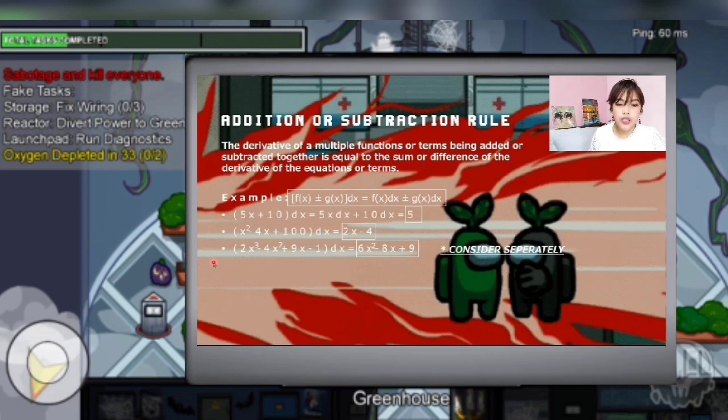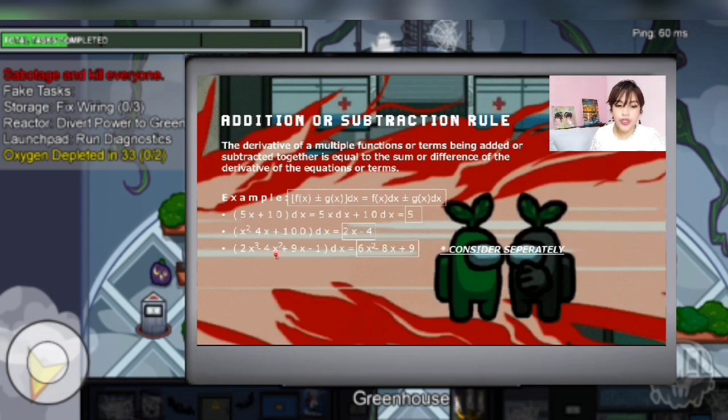Now for our last example, what is the derivative of 2x cubed minus 4x squared plus 9x minus 1? First, consider them separately. What is the derivative of 2x cubed? We're going to apply the power rule again. So 3, the exponent of x, multiplied by 2, the coefficient of x, is 6. After multiplying it, subtract 1 from 3. So you're left with 6x squared, minus 4x squared.